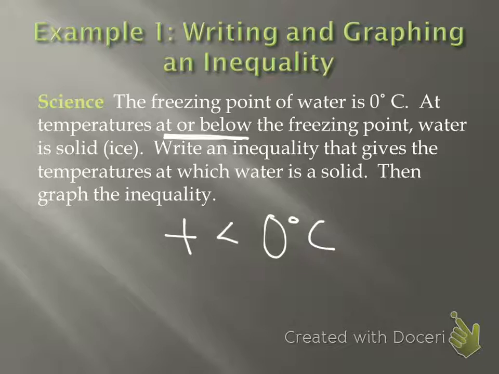Can it be 0 and still freeze? Yes, it can, because it says at or below. Okay, so it can be 0. So T is less than or equal to 0 degrees Celsius.